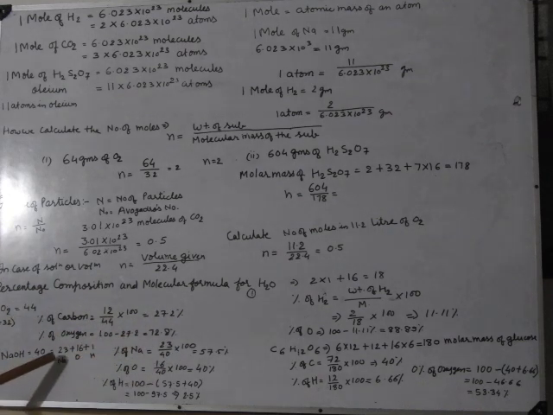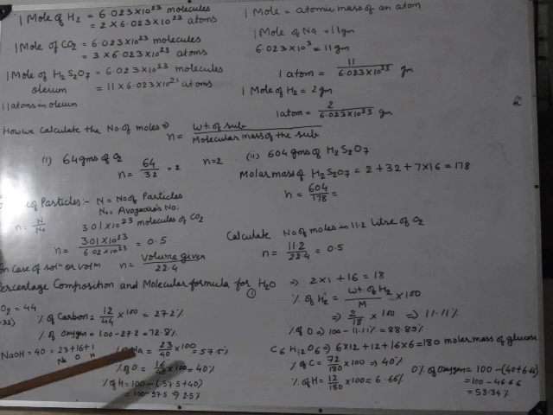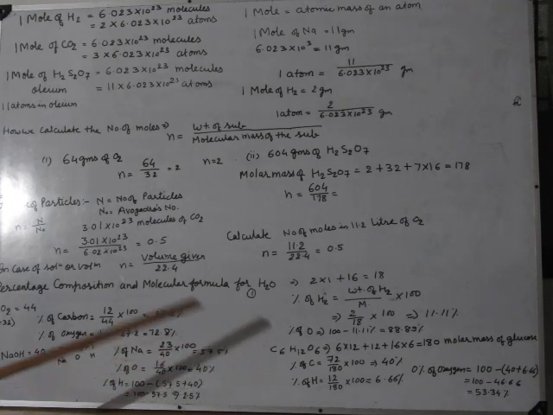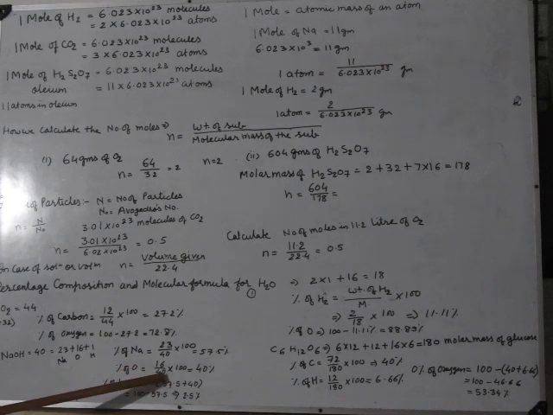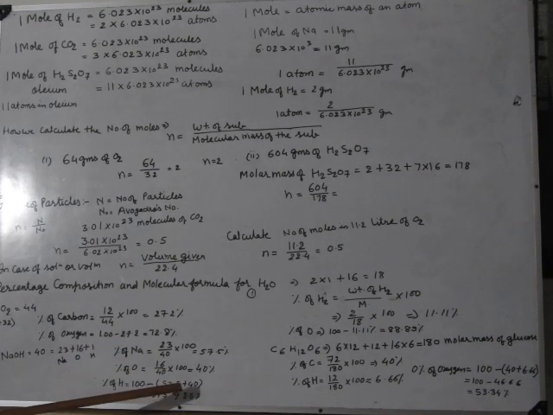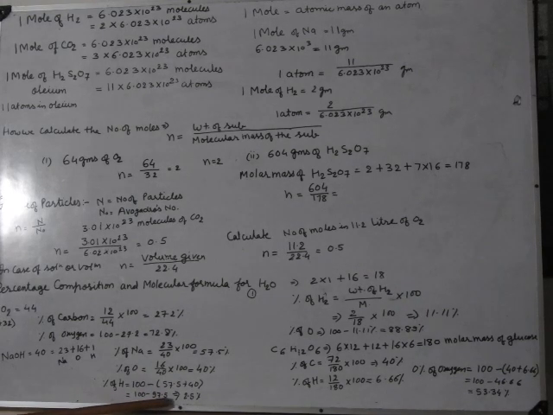NaOH करेंगे 40: 23 सोडियम का एटॉमिक नंबर होता है, 16 ऑक्सीजन का होता है, 1 हाइड्रोजन. So percentage of sodium 23 upon 40 into 100, 57.5. परसेंटेज ऑफ ऑक्सीजन निकालना हो तो 16 upon 40 into 100, 40%. परसेंटेज ऑफ हाइड्रोजन रिमेनिंग निकलेगा, 100 में से 57.5 प्लस 40, 100 minus 97.5, 2.5% of hydrogen.